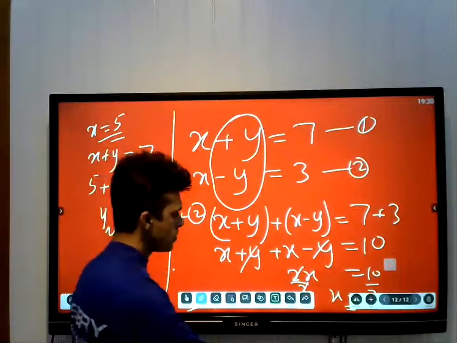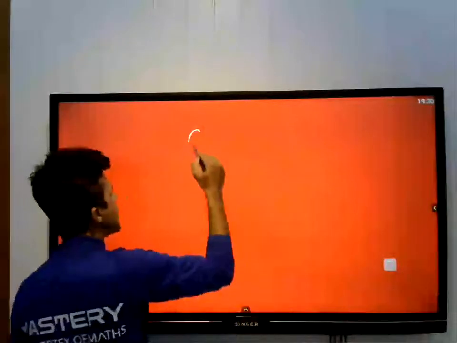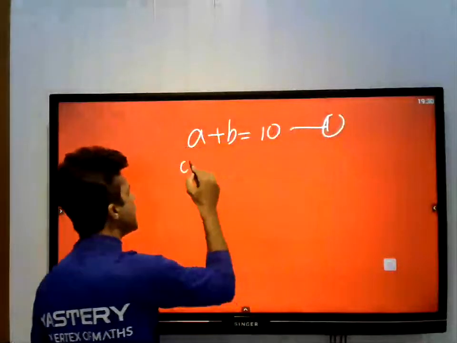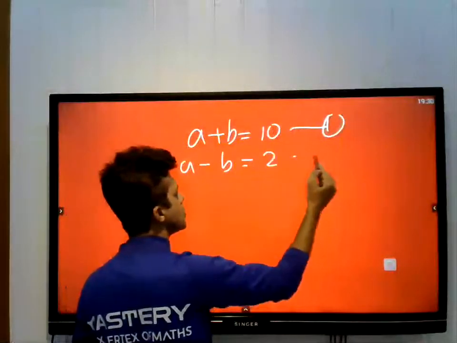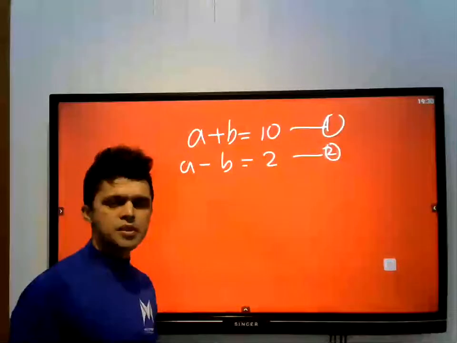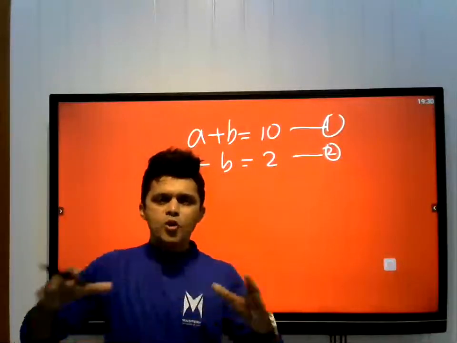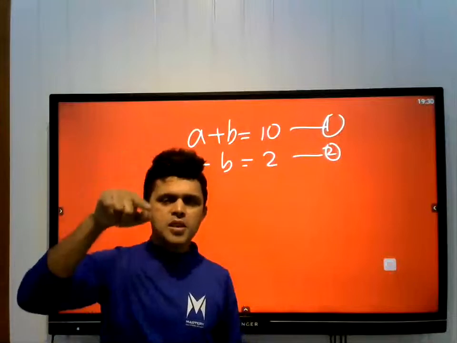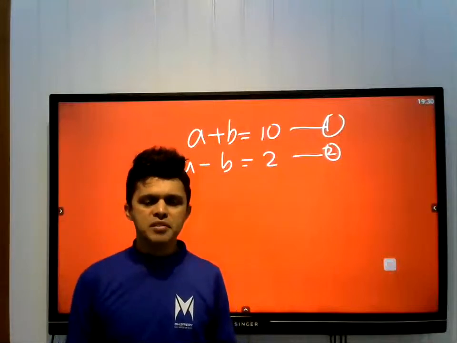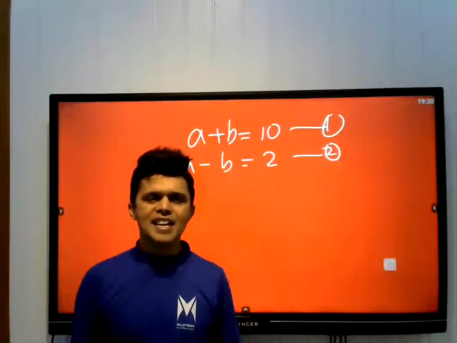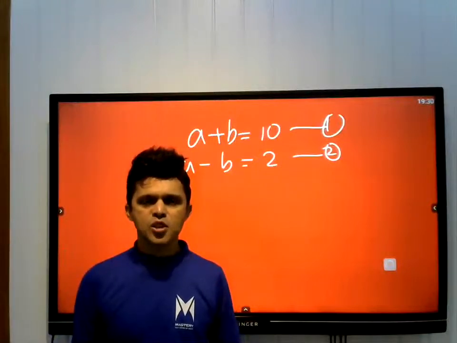Okay, let's do this one. a plus b equals 10, first equation. a minus b equals 2. How do you do this? The same thing can be done to get the values of a and b here. You have to observe here that plus b and minus b can be removed because when a positive term and a negative term are added, the answer is 0.